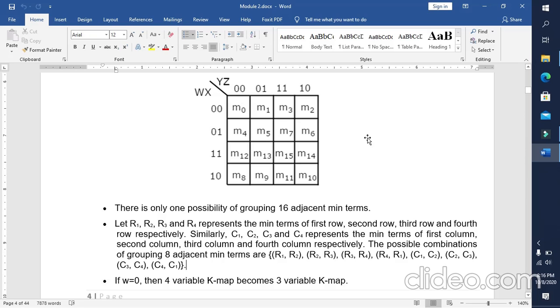If your W is equal to 0, then the 4 variable K-map becomes a 3 variable K-map. If there is no most significant bit here at all, then what remains is only X, Y, and Z. So, it becomes a 3 variable K-map.